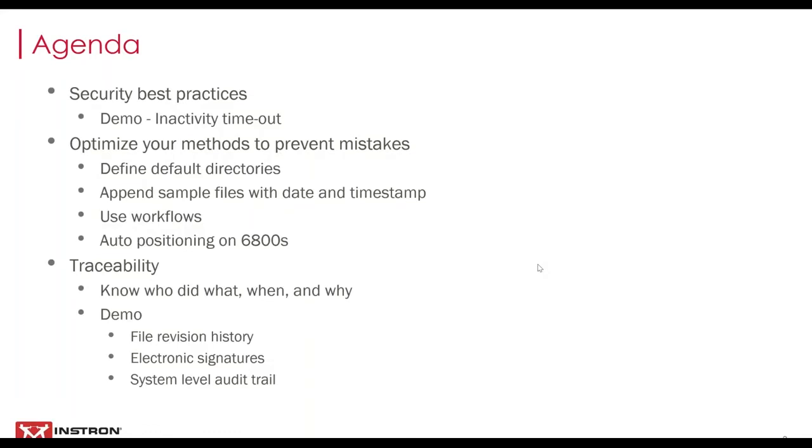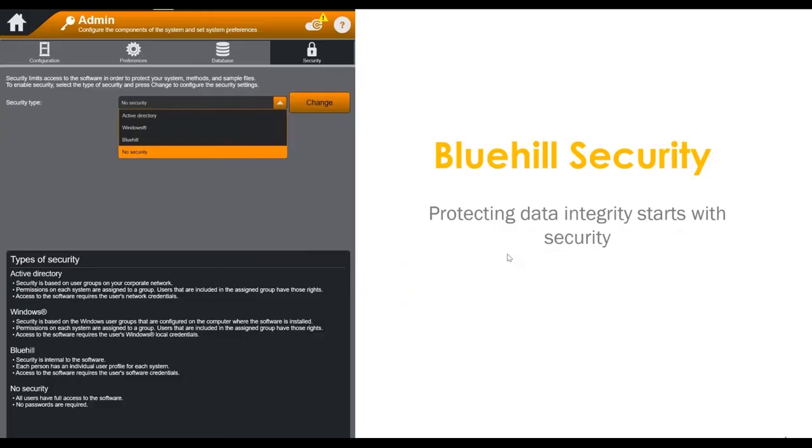The first is security. I'll talk about simple best practices, and I'll do a brief demo of a new feature in Bluehill called Screen Lock that I'm really excited about. After the demo, we'll jump back into PowerPoint and discuss some easy ways to optimize your test methods to prevent mistakes and protect data integrity. And finally, I'll introduce one of Bluehill's latest modules called the Traceability module, which was designed to help our users meet an FDA standard that I'm sure most of you are familiar with. That's FDA 21 CFR Part 11. And I'll wrap up with a demo of the Traceability module. So that'll be covered in today's session.